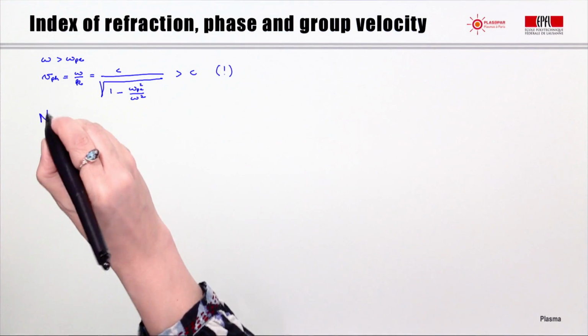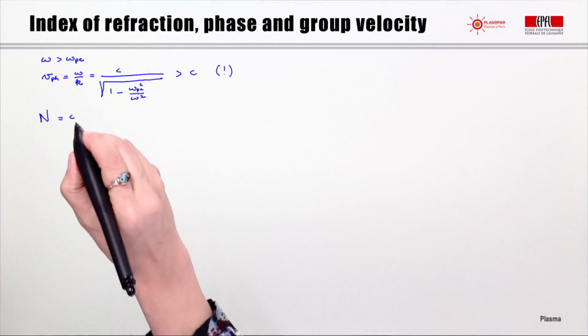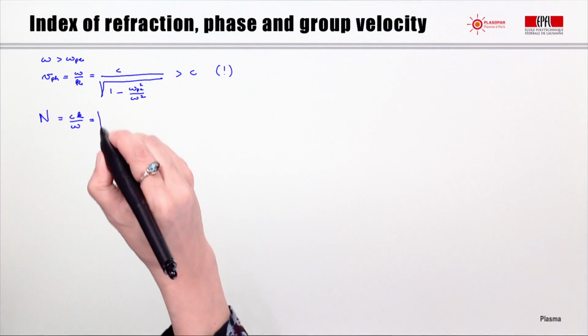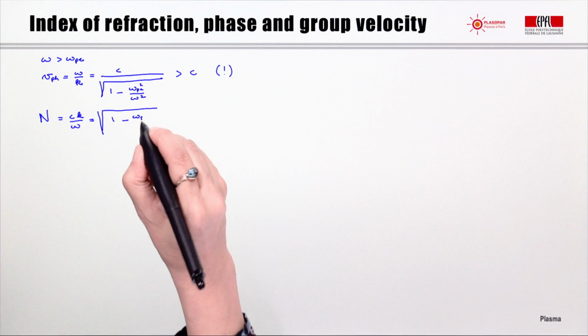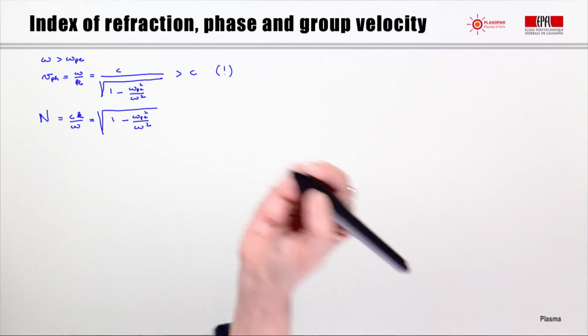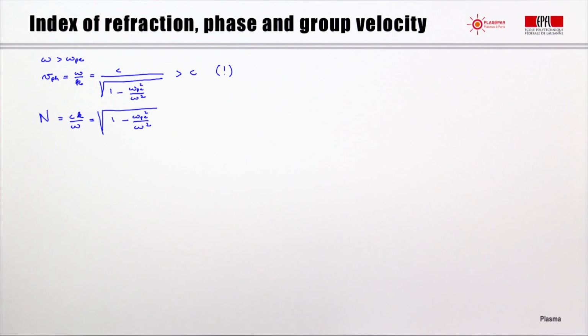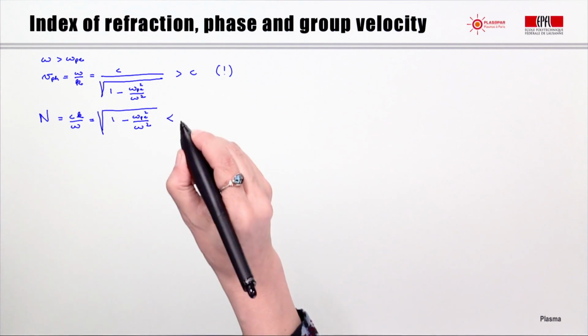We can also calculate the index of refraction, that is defined as the velocity of light over the phase velocity. And in this case, as opposed to the index of refraction in materials like water or glass, the index of refraction of waves in a plasma will be less than 1.